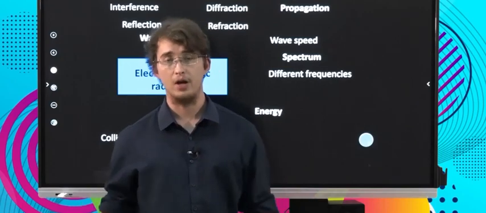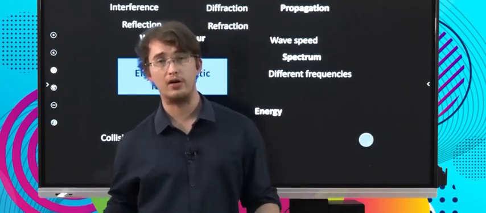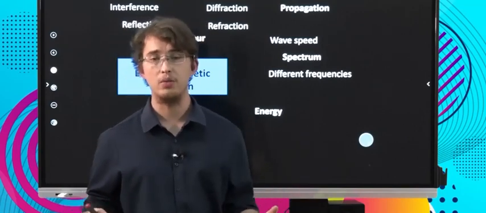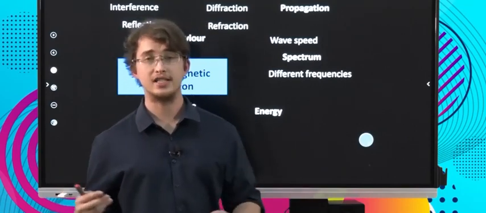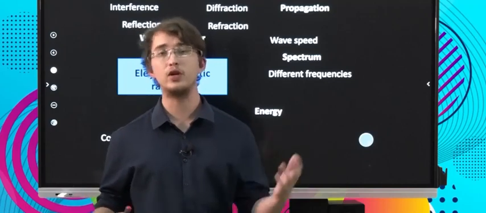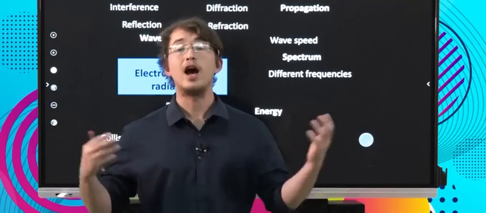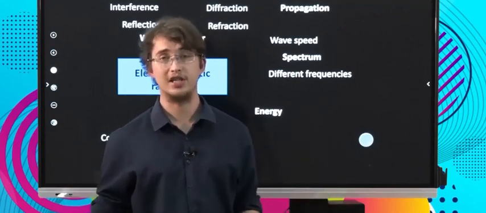Welcome back. Now we're going to continue our unpacking, our investigation into the electromagnetic spectrum by having a look at some different wavelength and different frequency types of electromagnetic radiation, and then having a look at what they are used to achieve. So let's take a look.